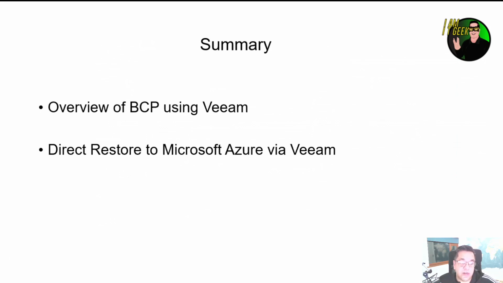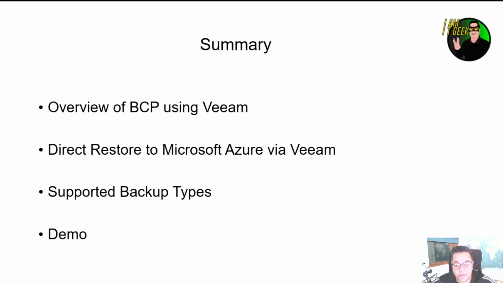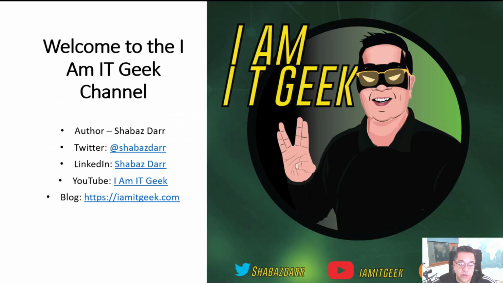Then I went into a bit more detail around direct restore to Microsoft Azure with Veeam. I showed you my diagram and how that looks from a logical perspective. I touched on some supported backup types, which are Linux VMs or Windows VMs. In my demo, which was the final bit, it was a Windows 10 agent backup. So it's my laptop. And then I went into my demo, of course, which you've just seen. So that brings an end to episode 5 of BCP into Azure using Veeam, but also it brings an end to the Veeam series.